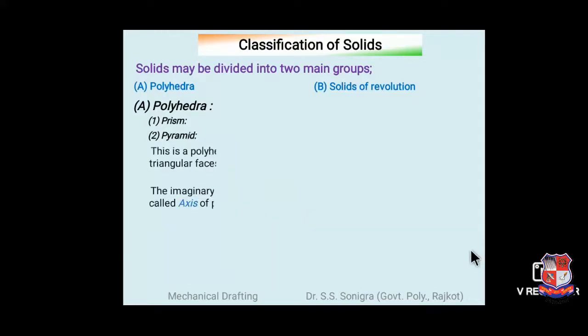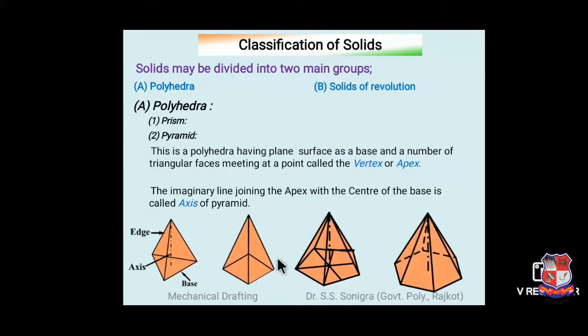Now second, that is the pyramid. How to define a pyramid? A pyramid is a solid in which one regular polygon is there as a base and all that polygon's corners are joined to one point with straight lines. That is called a pyramid. And this is the definition: it is defined as a plane surface as a base and a number of triangular faces meeting at a point somewhere here. That point is called the vertex point or apex point. And the imaginary line passing through the vertex point and the center of this polygon is called the axis of this pyramid.